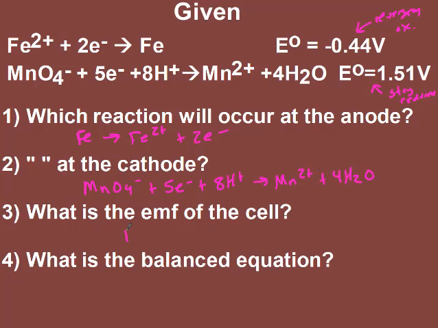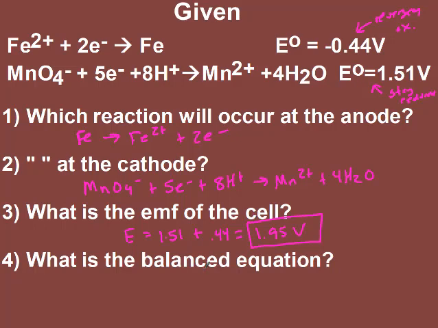To calculate our EMF, we're going to say our Ecell is equal to R1 reduced plus, and then we're going to reverse that one, so 0.44. So that's 1.95 volts.